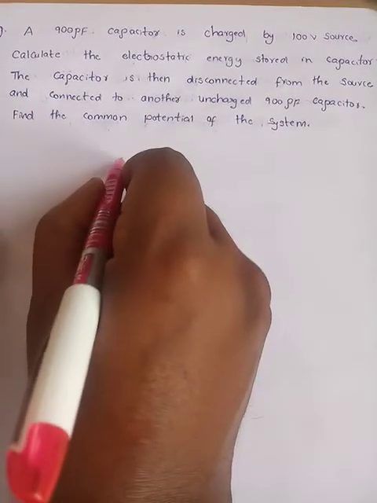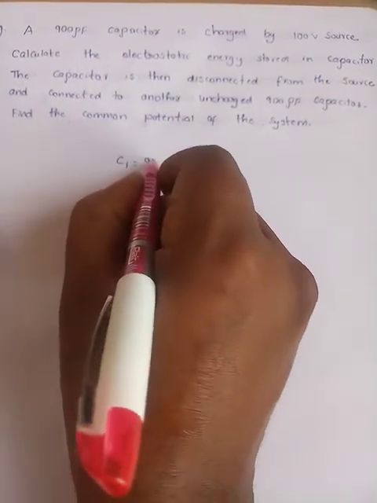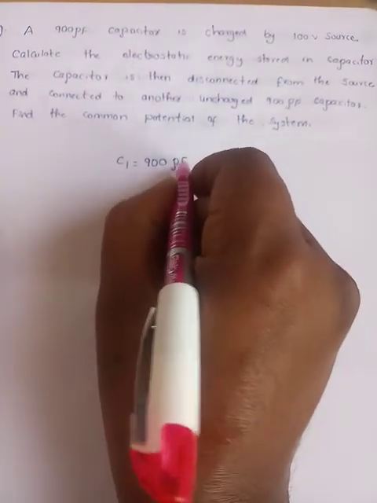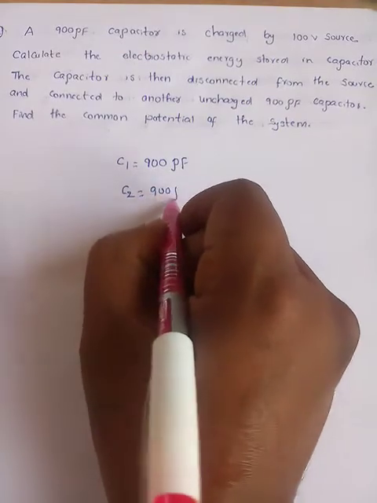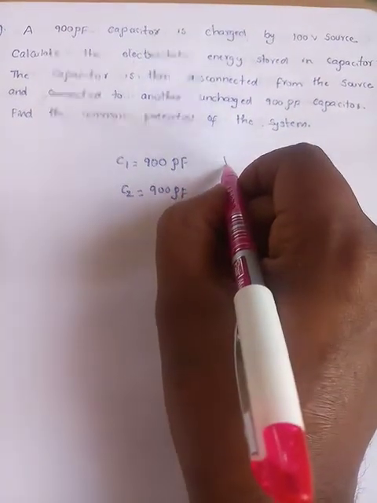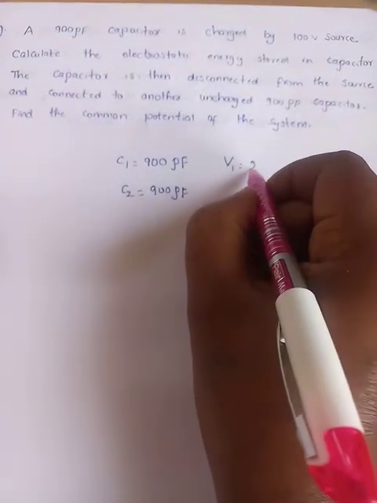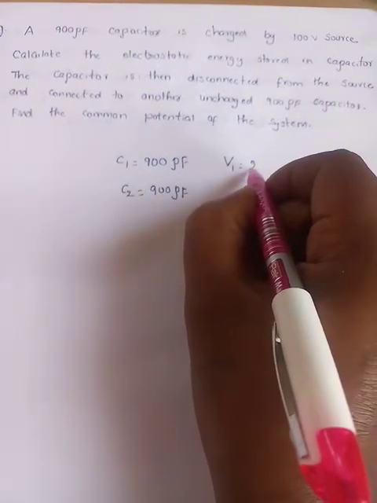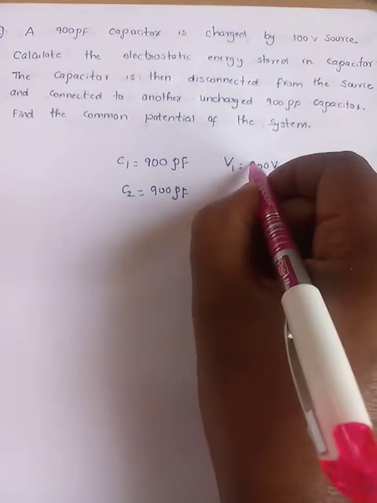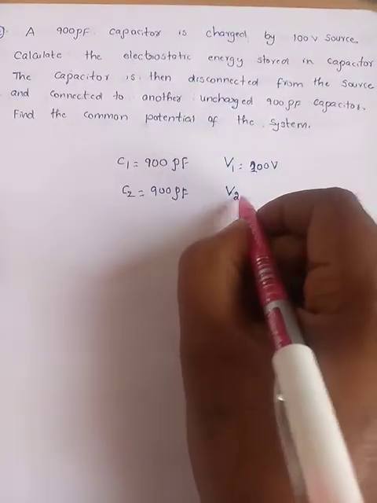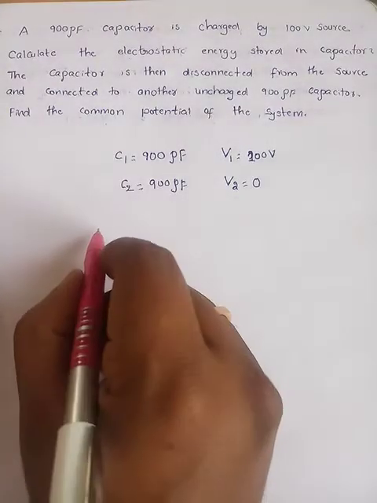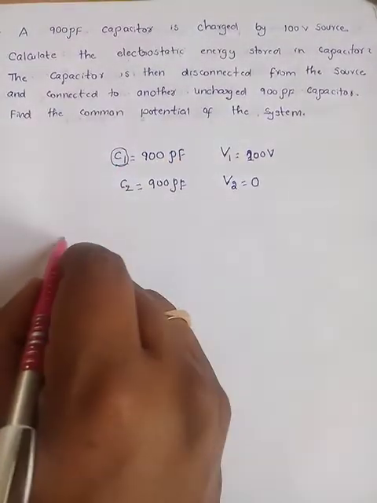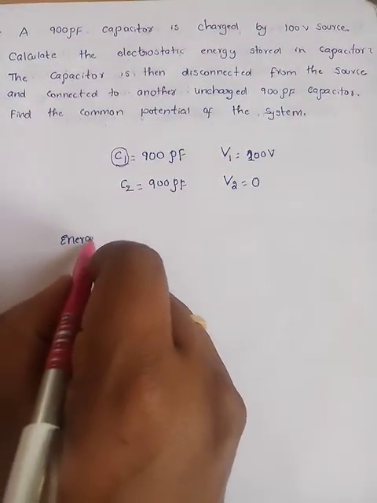What is the capacitance of the first capacitor? C1 equals 900 picofarad, and there is one more capacitor which is uncharged, 900 picofarad. Capacitor C1 is connected to a potential of 100 volts. C2 is uncharged, so the potential is 0. Now the first question is: energy stored in the initial capacitor. We have just calculated energy stored.